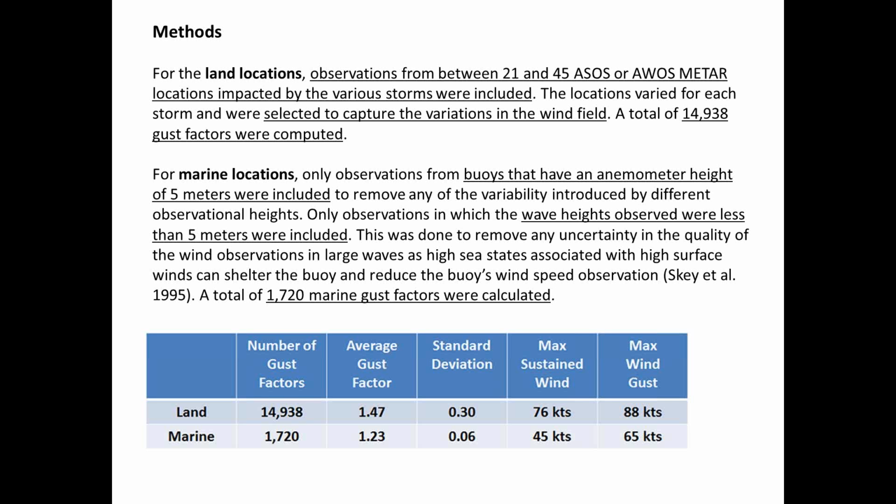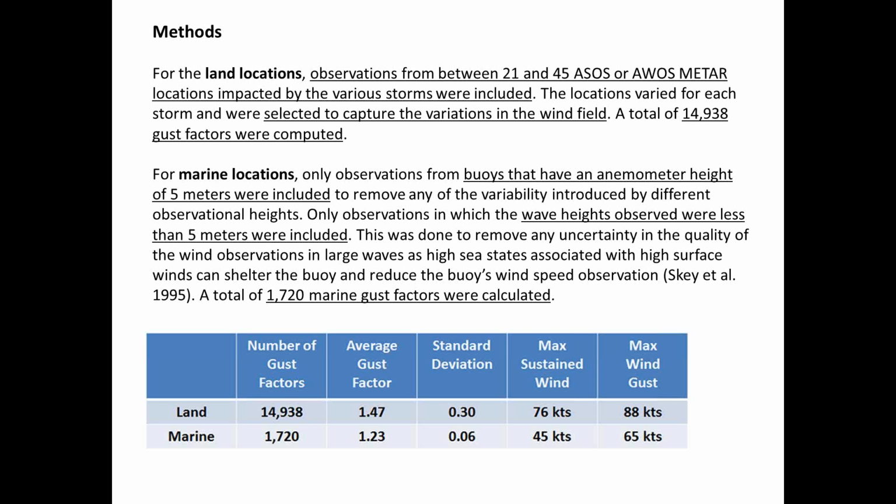And also, we only used observations in which the wave heights observed were less than 5 meters. We did that because there's a fair amount of uncertainty in the quality of the wind observations in large waves, and that results from buoys being sheltered by the tall waves around them, and from the buoys not being upright and at a significant angle, and that tends to reduce the quality of the observation. So based upon that, the marine observations only included about 1,700 gust factors.